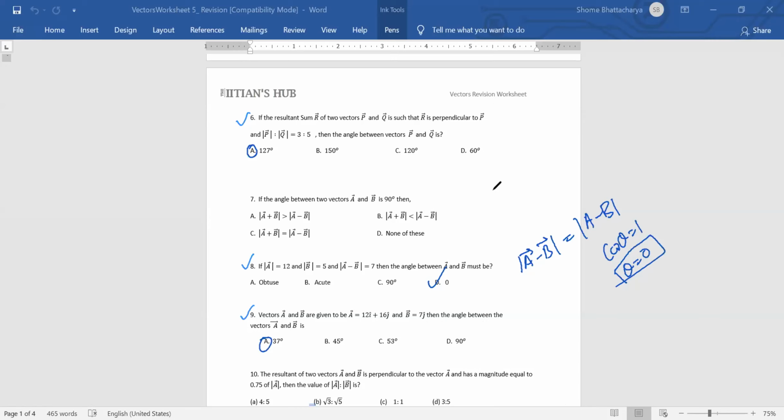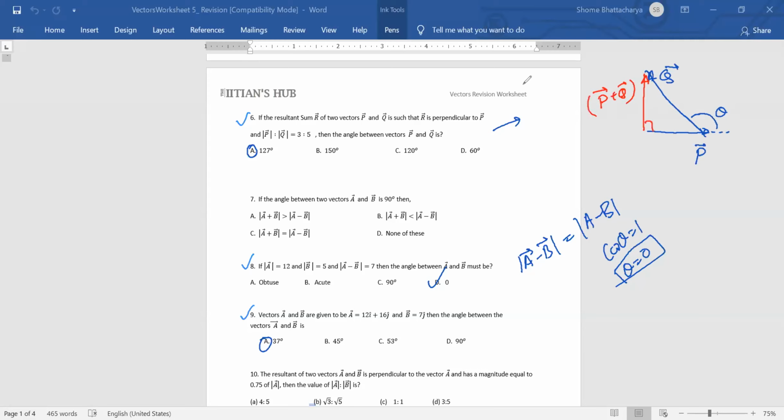Okay, so let's understand the logic of each one of these. In this, the easiest way to understand is to visualize a vector parallelogram, sorry, a vector triangle. So if this is the vector P, the vector Q will have to look something like this, where this is the angle theta, because it is given to us that the resultant of P and Q, or the sum of P and Q, is perpendicular.